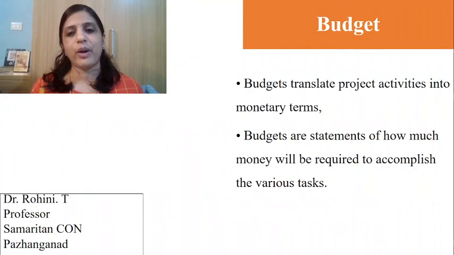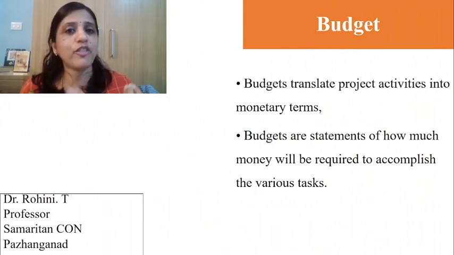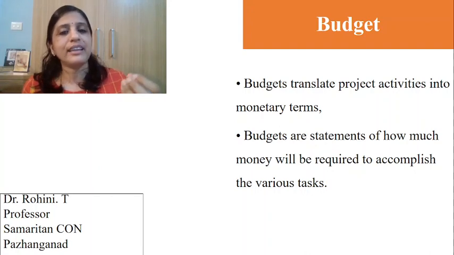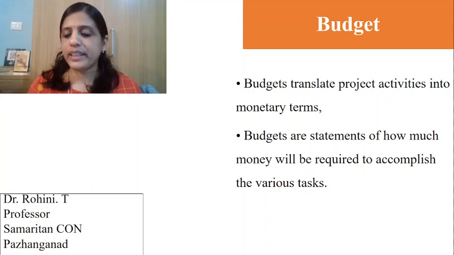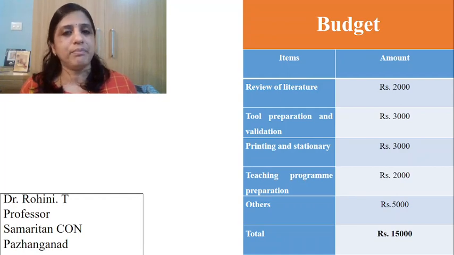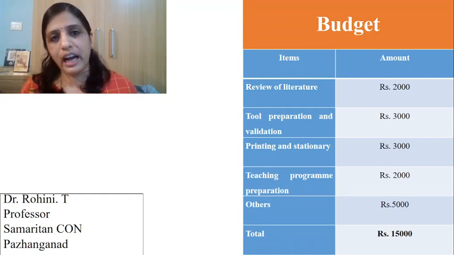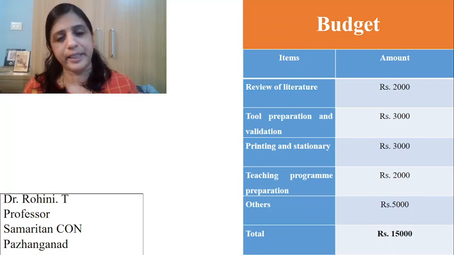Next is budget. Okay, budget is nothing but you are projecting all your activities into terms of money. Okay, budgets are statements of how the money is going to be used or how much money is required to complete a project. Why is the university concerned with the budget? Because I feel the main reason why we ask about budget is so that the students have an idea how much of expense is going to be there.